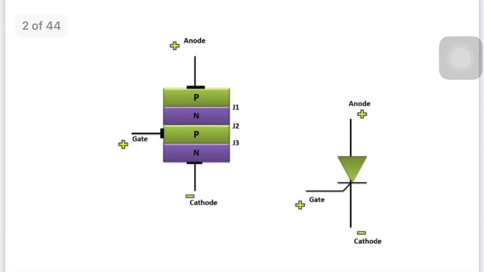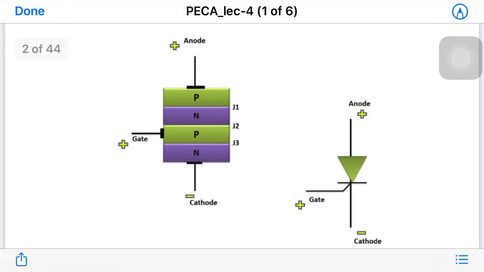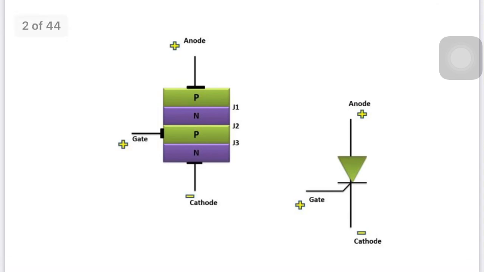So, our main task is to reduce the depletion layer that is generated at J2, so that the electron flow, which is opposite to the conventional flow, will be produced. The SCR then offers a very small forward resistance, so that it allows a very high current. The current flowing through the SCR is limited only by the anode voltage and the external resistance.